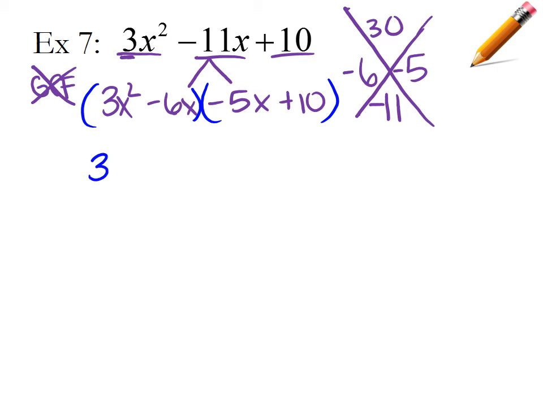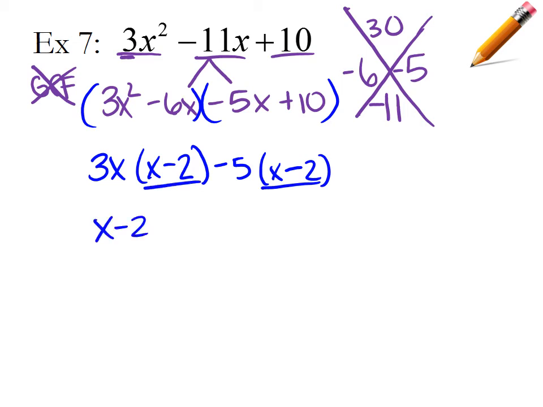A common factor would be a 3x, which leaves me with an x minus 2. Common factor would be a negative 5, which leaves me with an x minus 2. Perfect, I got the same thing twice, so if I divide out that common factor, I have remaining a 3x minus 5. Neither of those have a squared, so I don't have to consider or take time to see if it breaks apart any further.